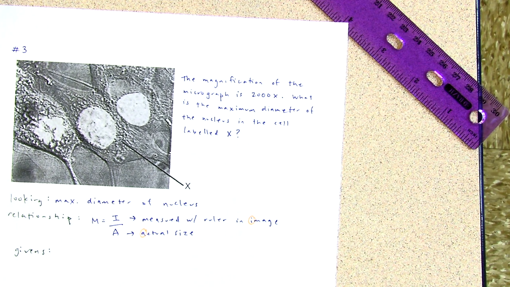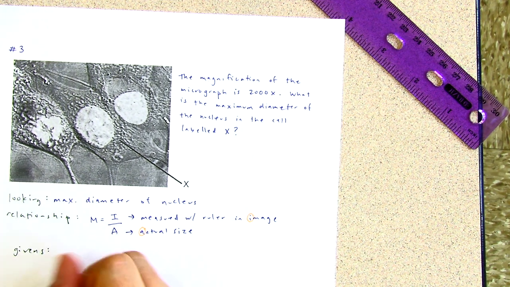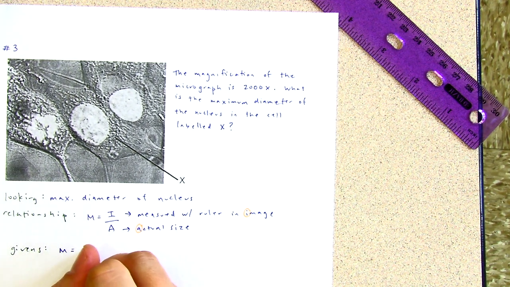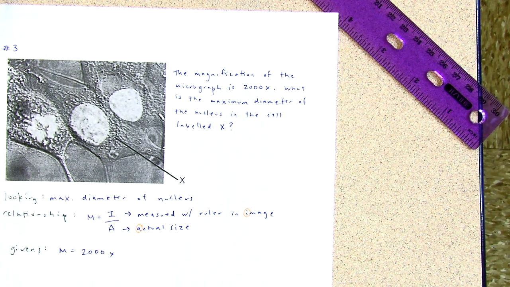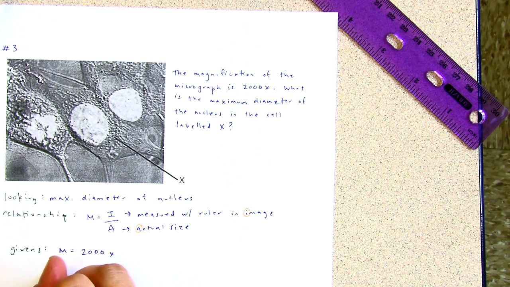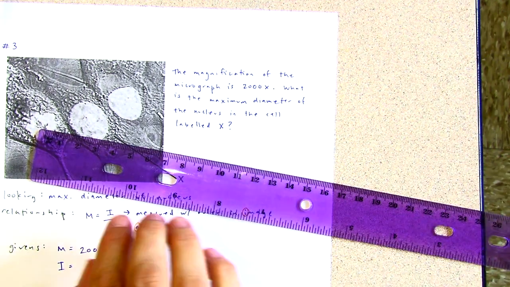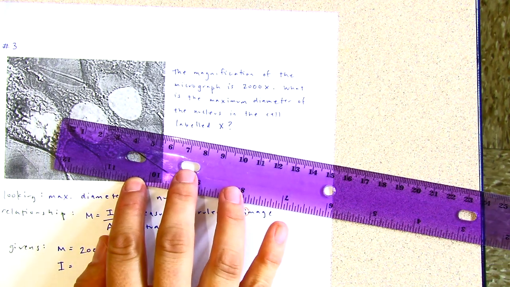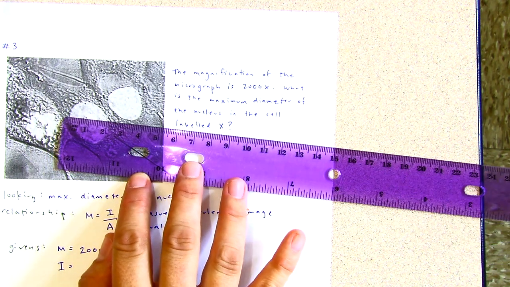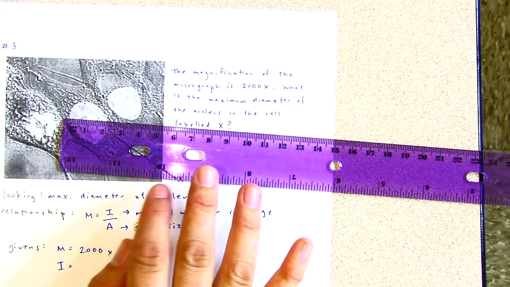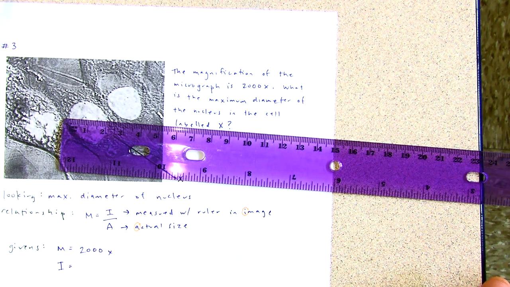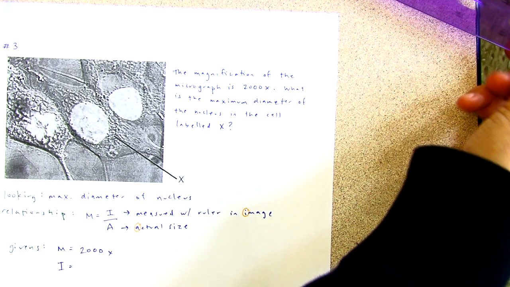We're told that the magnification is 2000. 2000x, 2000 times as big. And then it might seem like that's all we have, but because we get I from actually measuring with a ruler, we can take a ruler, and I'm going to try to measure this at its widest point. When you have to make a judgment call, there's always a little bit of allowance in the answer key. So I'm going to call it 2 centimeters.